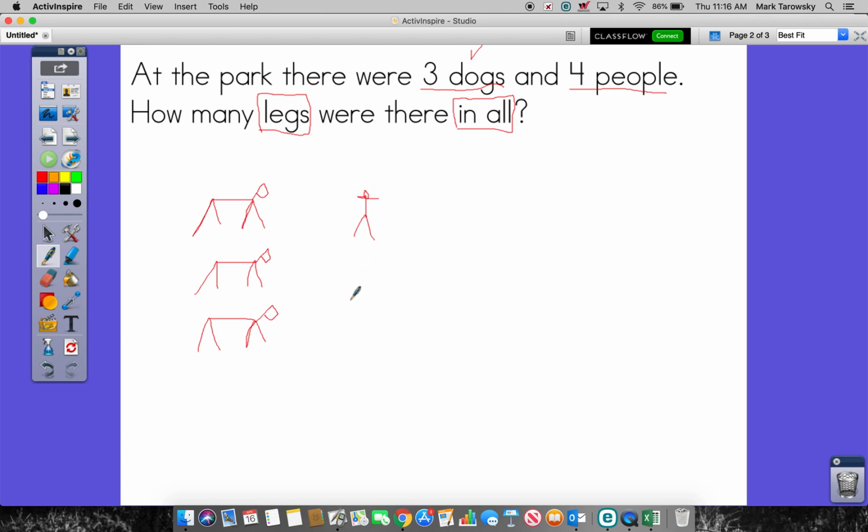2 legs each. Woo, tiny little head. Again, these don't have to make Mrs. Thompson proud. These are math pictures. They are not art pictures. The goal is to quickly help you get information you need to solve the problem, not necessarily making it super pretty. All right, so there's my 4 people, and I'm going to count those legs.